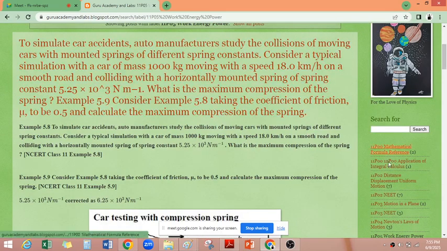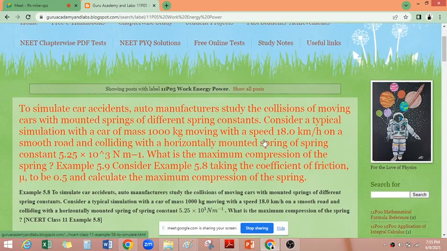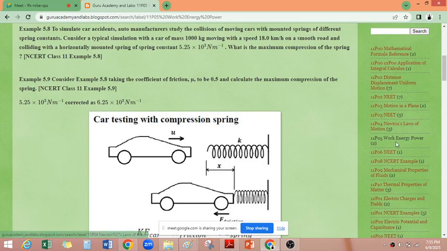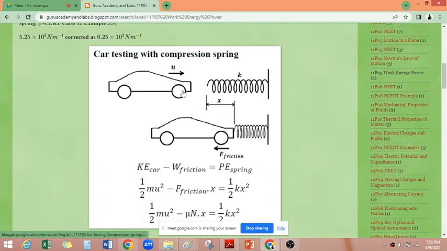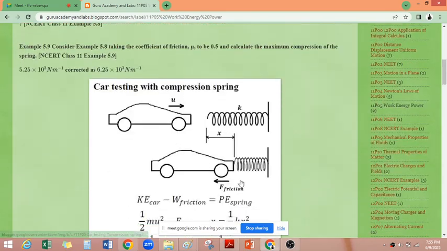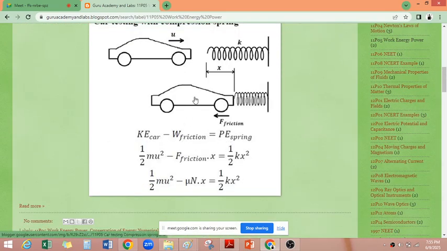Yeah, so you can click on 11P05, right? If you go to that chapter, these are all the side notes here. If you click on that, I think we discussed this some time back. Do you remember? Kinetic energy of the car will become potential energy of the spring. But if you have friction, then kinetic energy minus W friction will become the potential energy of the spring. Because here the car is coming with certain speed and then it is stopped by the spring, which means kinetic energy is getting converted to potential energy. Are you following?